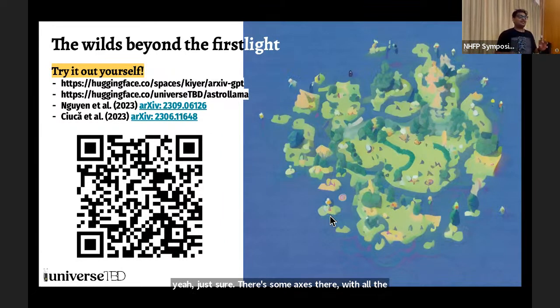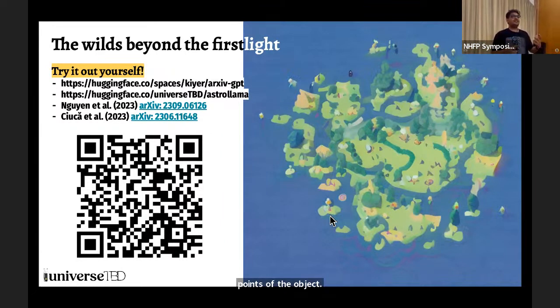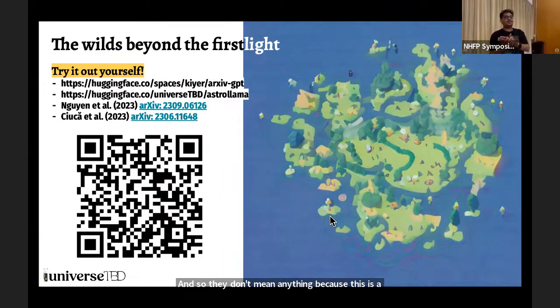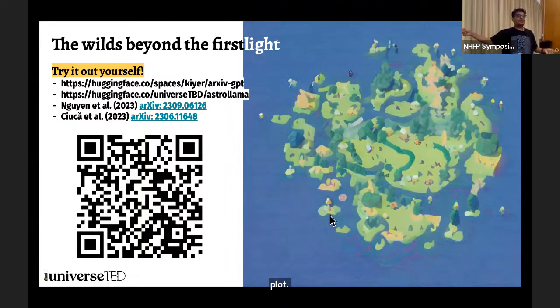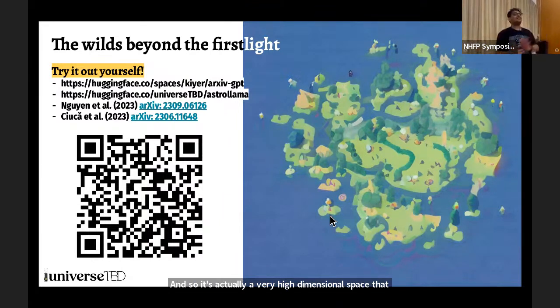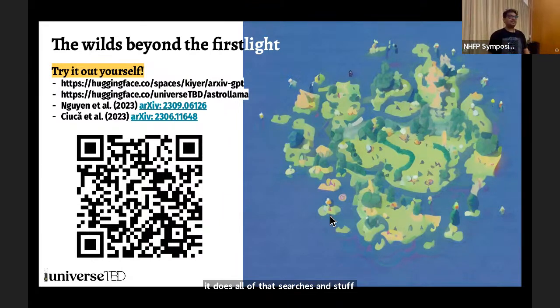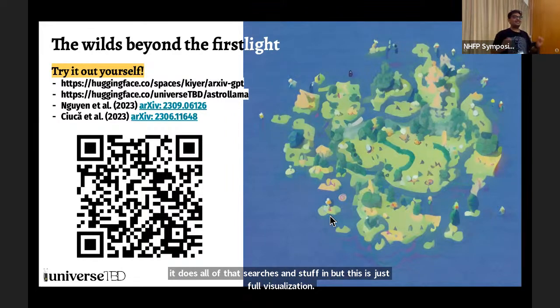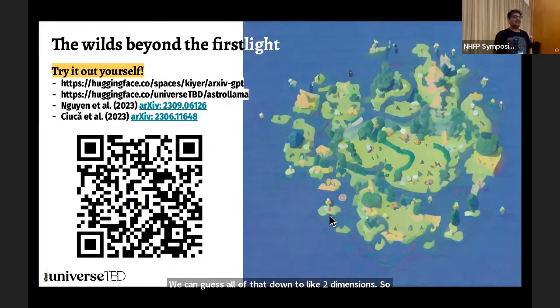So what we do is when we run every archive abstract through the model, it produces a very high dimensional vector. And so it's actually a very high dimensional space that it does all of its searches and stuff in, but this is just for visualization. We compress all of that down to like 2 dimensions. So the only thing that matters is that similar papers are close together and the dissimilar papers are far away.